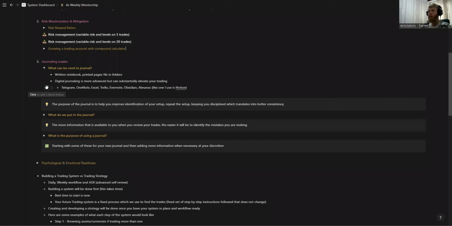I can without a doubt say that transitioning from my notebook to Telegram and now to Notion has substantially elevated my thought process, my learning curve, my identification, and my seeking out of the problems in things I was doing wrong.